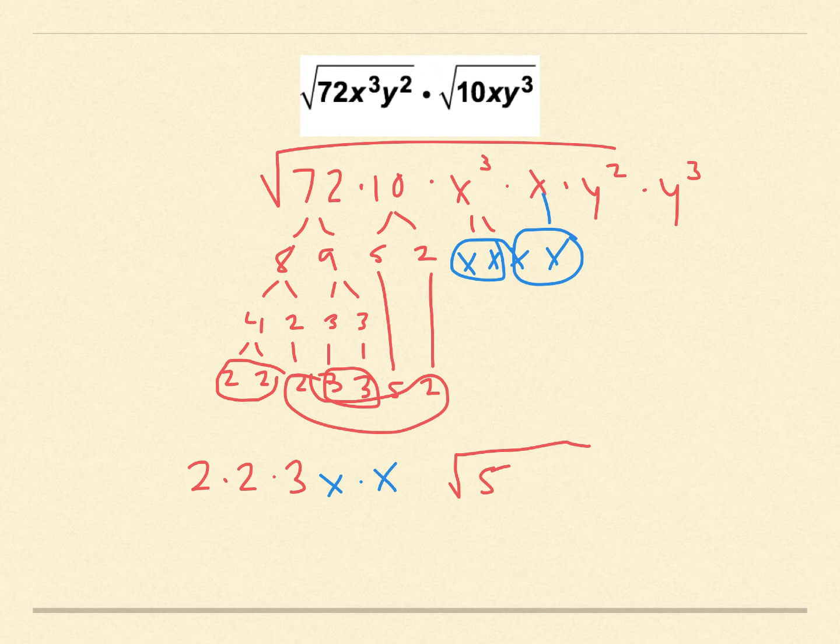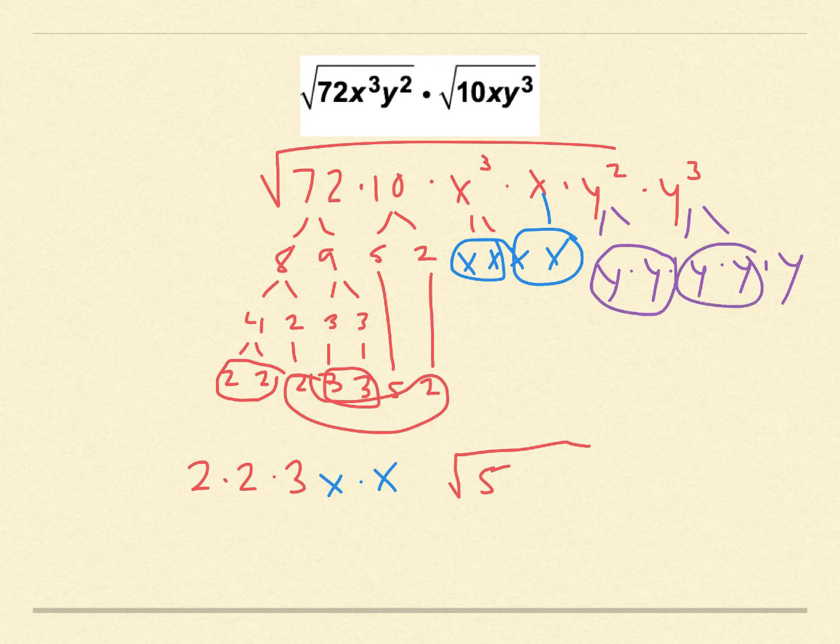And then I can move on to my y's. I have how many y's here? 2. And then how many y's here? 3. So how many y's in total do I have? 5. And I'm circling groups of how many? 2. Groups of 2. So I have 2 y's, and then 1. So how many y's come to the outside? 2. How many y's stay on the inside? 1.